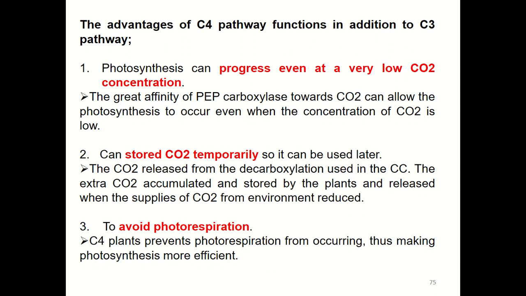The second advantage of the C4 pathway is that it can store carbon dioxide temporarily, so it can be used later. So the carbon dioxide that is released from the decarboxylation is used in the Calvin cycle, and the extra carbon dioxide will accumulate inside the cell and be stored by the C4 plants, and it will be released when the supply of carbon dioxide from the environment is reduced.